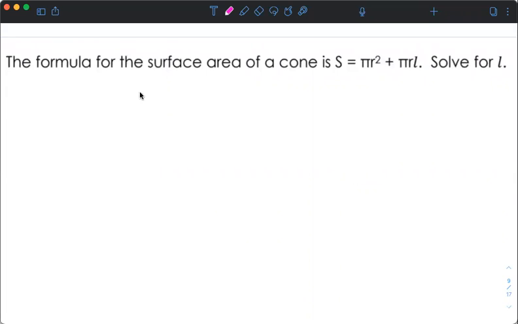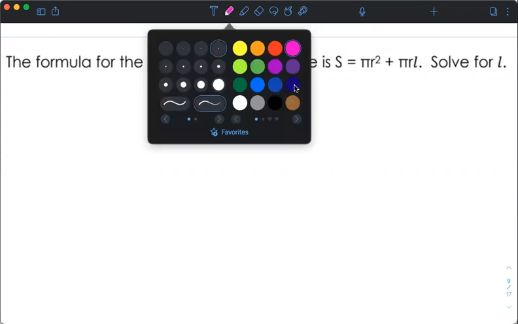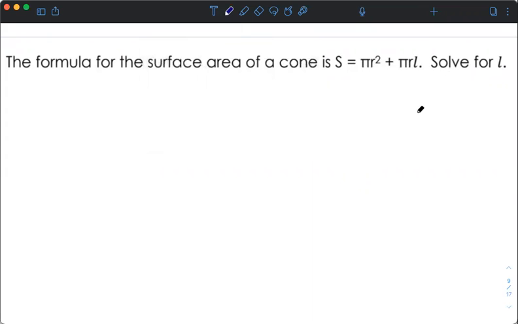For this last one that we'll do, they give us a formula for the surface area of a cone. That's something that I expect you to have memorized, so they would give you the formula. And what they want us to do is solve for L. First thing I'm going to do is rewrite it.